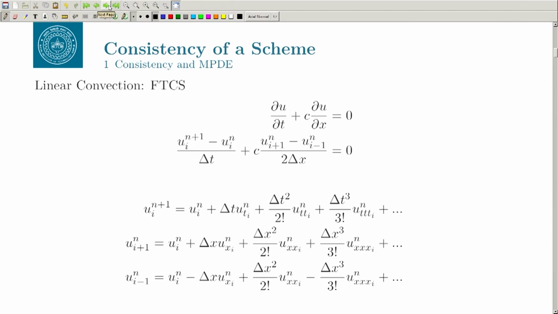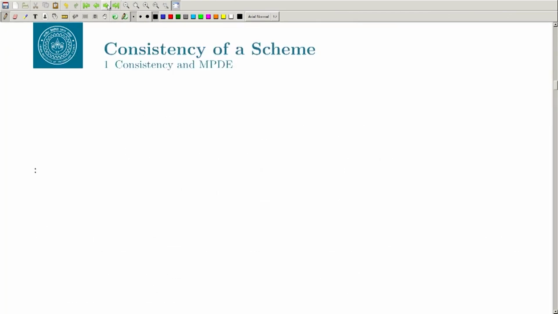Okay. So, we had started the discussion with the consistency of the equation, and we had said that if the truncation errors go to 0 as your delta t and delta x, basically the time steps and the spatial grid size, go to 0, then it is a consistent scheme. That also means that my partial differential equation and my finite difference approximation to that scheme are consistent. Okay. So, let me just revise this for you briefly.